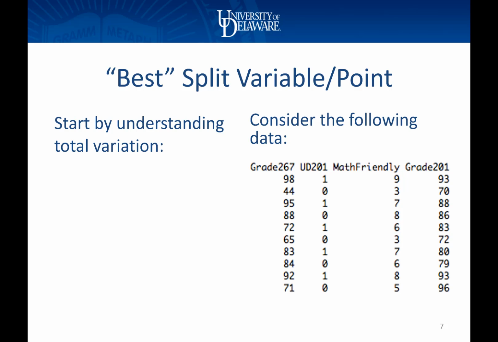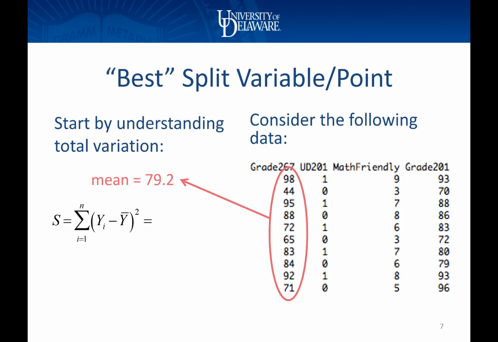What is the total distance of this data set? How close together are the observations? So for variation, we're going to be looking at the average, which is 79.2 for this particular list of numbers. And we're going to calculate the total sum of squares.